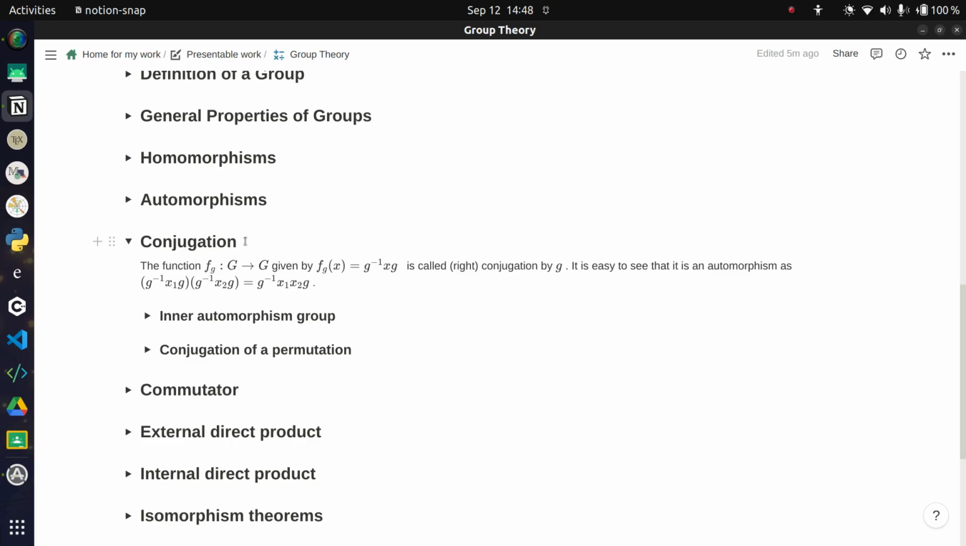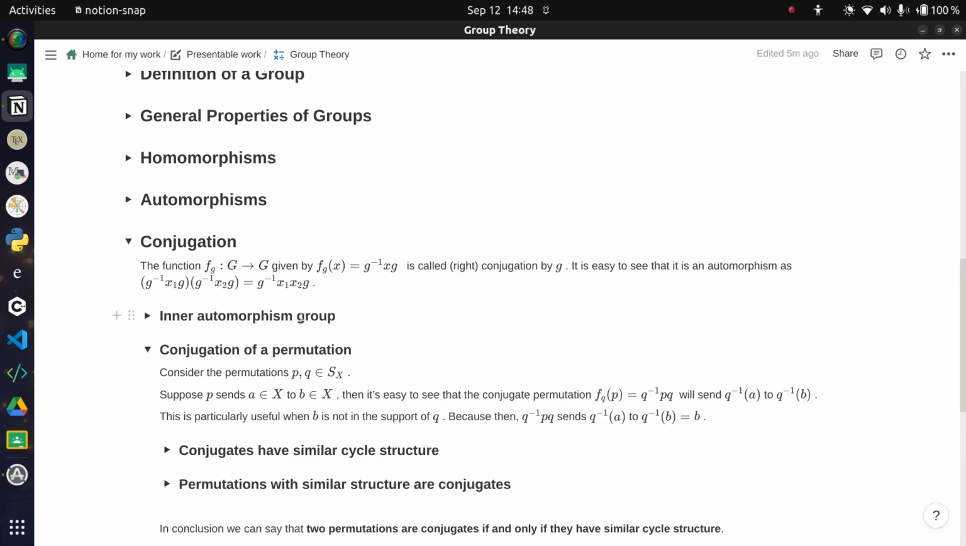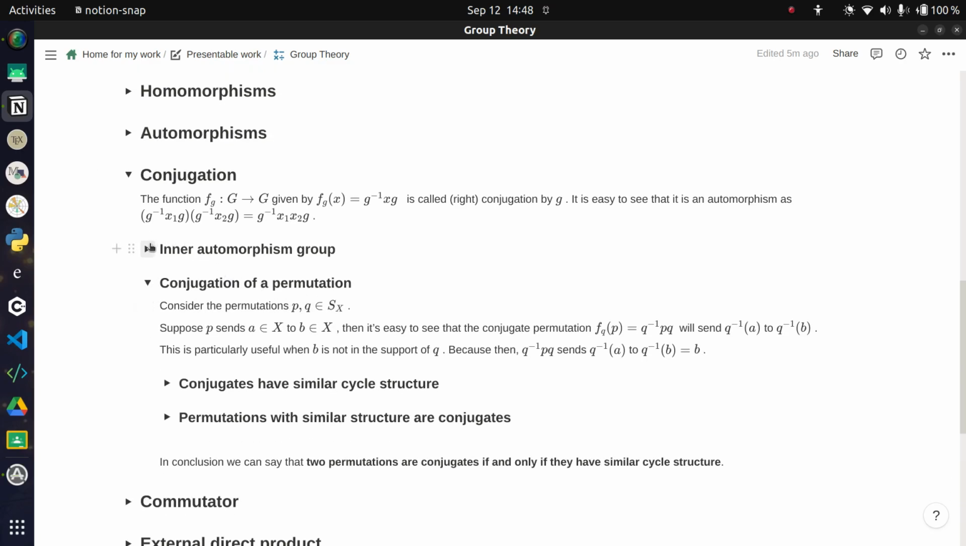So that's why conjugation is really useful, because it helps us generate all kinds of permutations with the same structure, right? Yeah, and conjugation also has these other properties, like it causes groups and all, but that particularly is not very useful in the context of solving a Rubik's cube. So we'll just read the conjugation of a permutation.